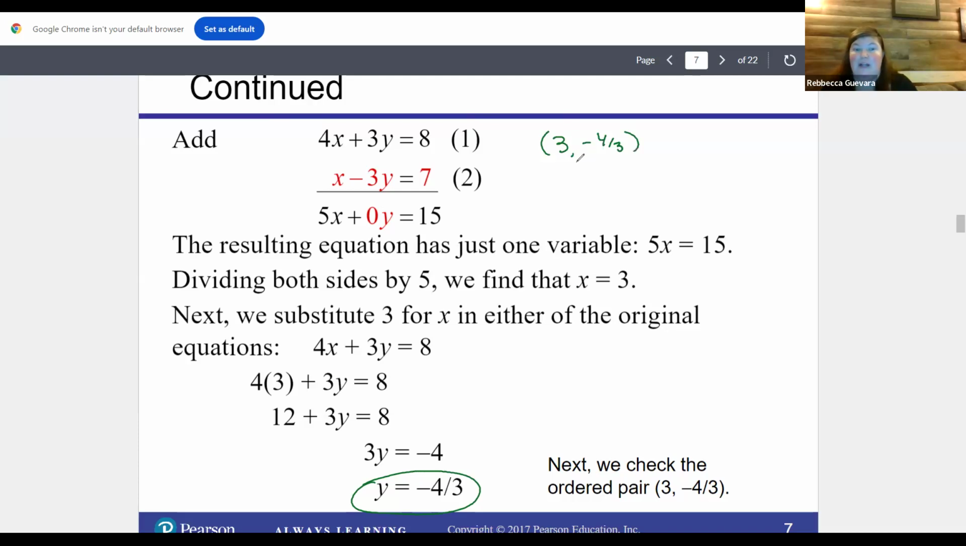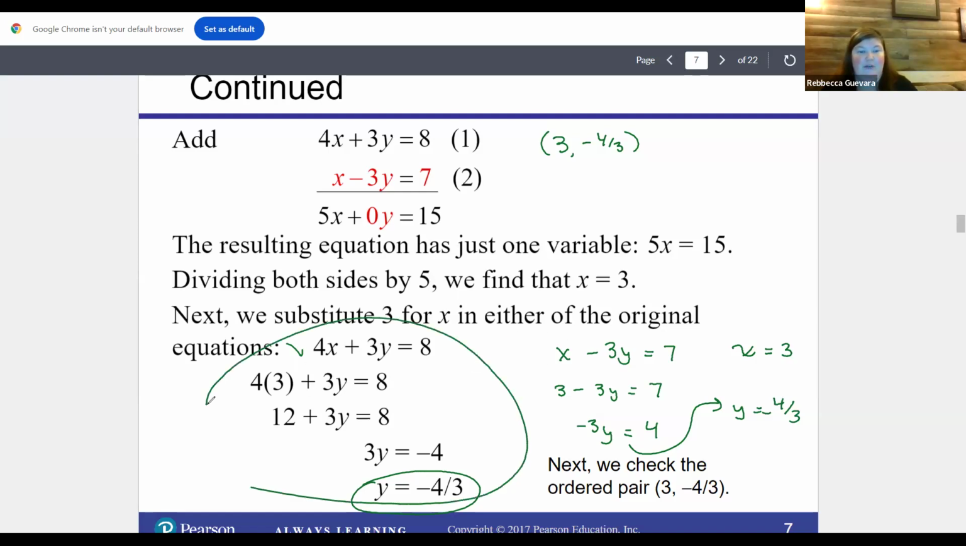And like I said, it didn't matter which equation I used. I could have used this one with my x equals 3 instead of this one here. And I still would have got the same result. So you just pick one of them. But like I said, the focus right now is that we pick this one.